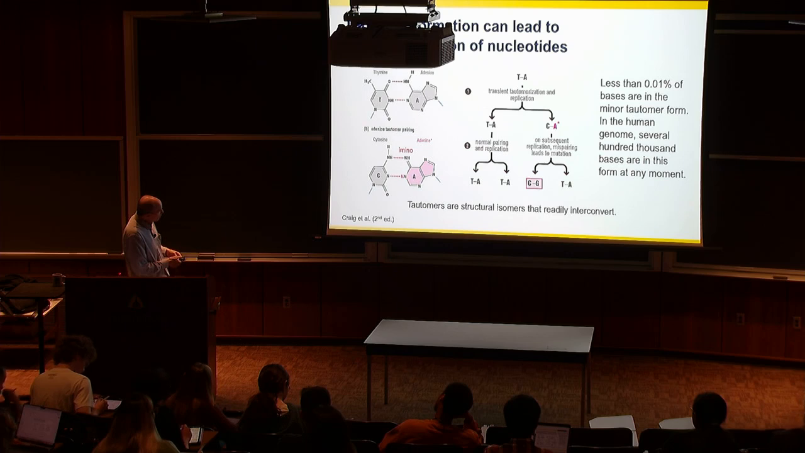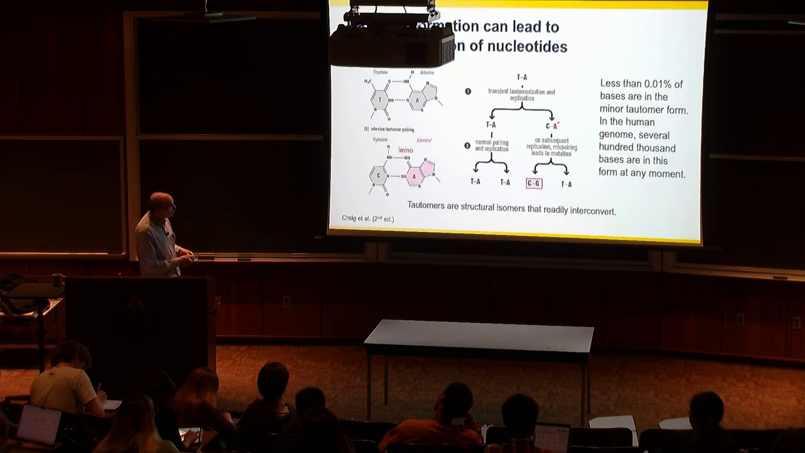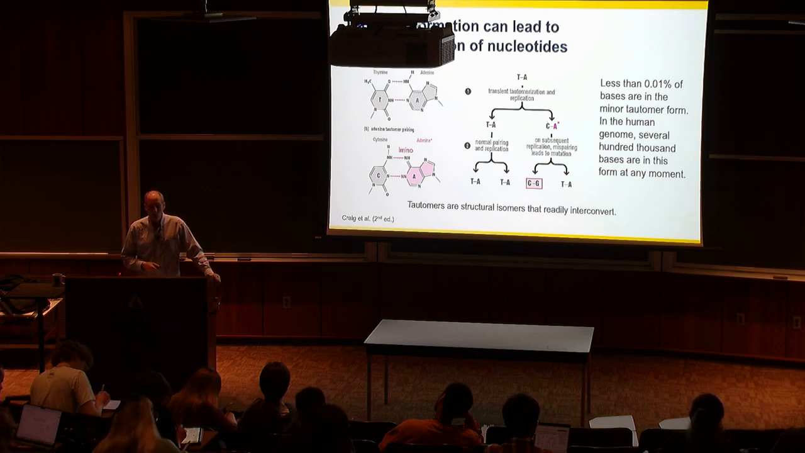Now the one in the middle is a hydrogen bond donor, the one at the top is an acceptor, and that means that the amino version of adenine can base pair with cytosine, which it shouldn't be doing, instead of thymine. Now, this is a minor form. Minor means we now know less than 1 part in 10,000 at any moment in time. But remember, the human genome has 3 billion base pairs, the haploid genome.